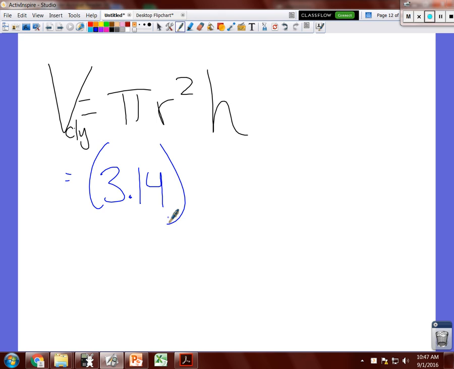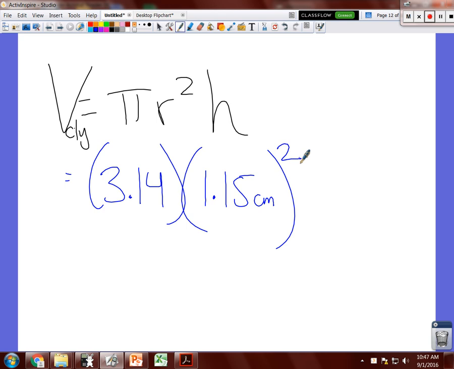Okay? Now, r. What does r stand for? Radius. Now, what do they give you in the problem? The diameter. Well, what's the radius? It's half the diameter, which is what? 1.15 centimeters, and I must square that number.